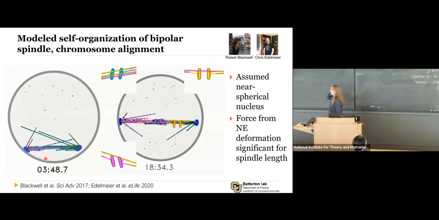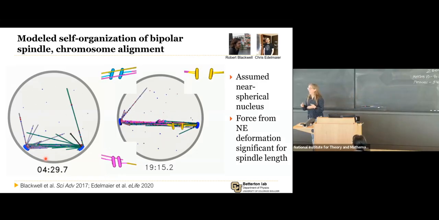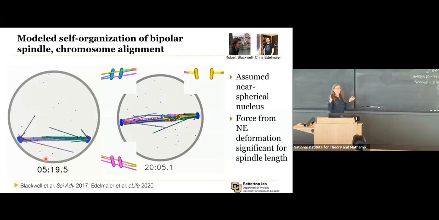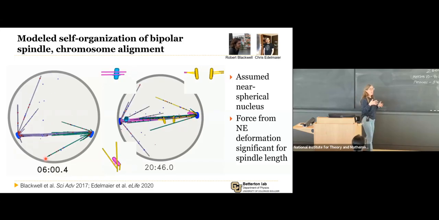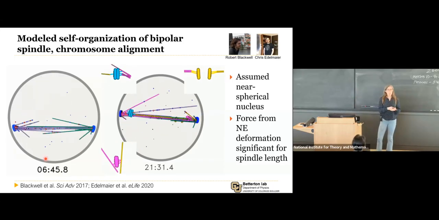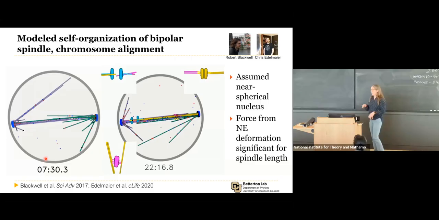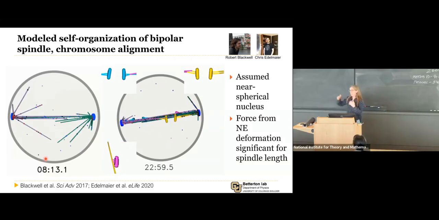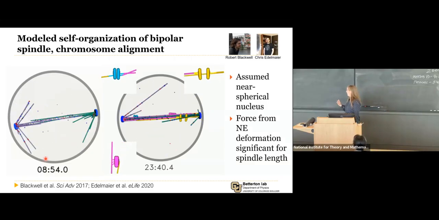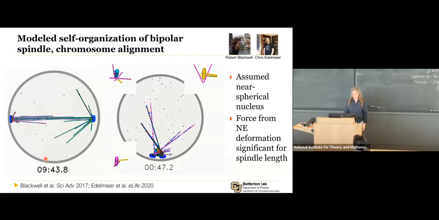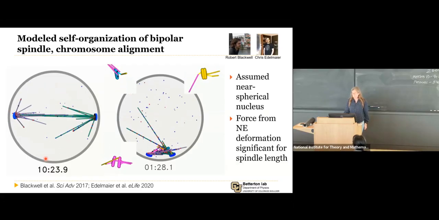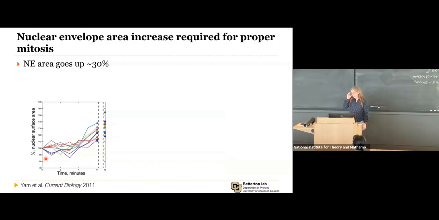And in the context of doing that, we also found that this force that's applied from the nuclear envelope on the spindle in our model was quite significant in helping set what the length of the spindle was. And so I was really interested in eventually going beyond this and having a better model that includes the nuclear envelope in a real way. Okay, so that's one motivation.